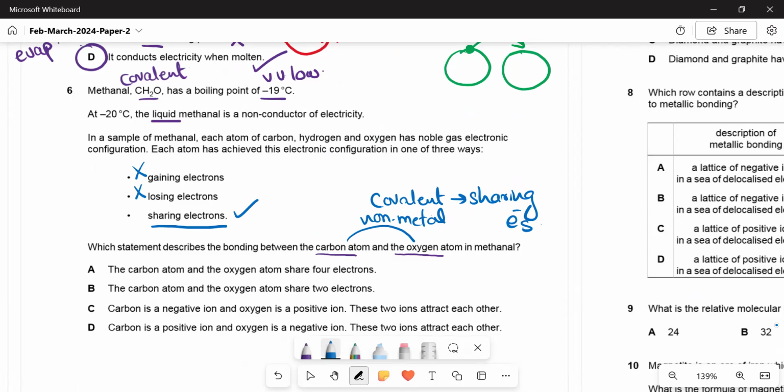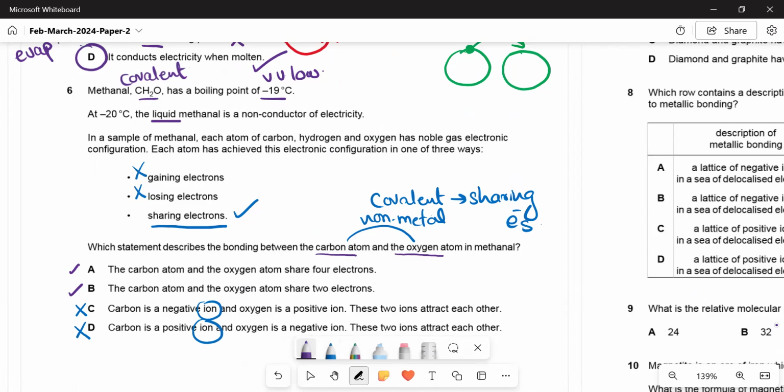About carbon and oxygen. The carbon atom and the oxygen atom share 4 electrons. The carbon atom and the oxygen atom share 2 electrons. The carbon is a negative ion and oxygen is a positive ion. The carbon is a positive ion and oxygen is a negative ion. Now, these 2 statements are completely wrong because as they are covalent compounds, they do not form ions. The covalent bonds are formed by the sharing of electrons. Now, we have to see that out of A and B, which one is correct.